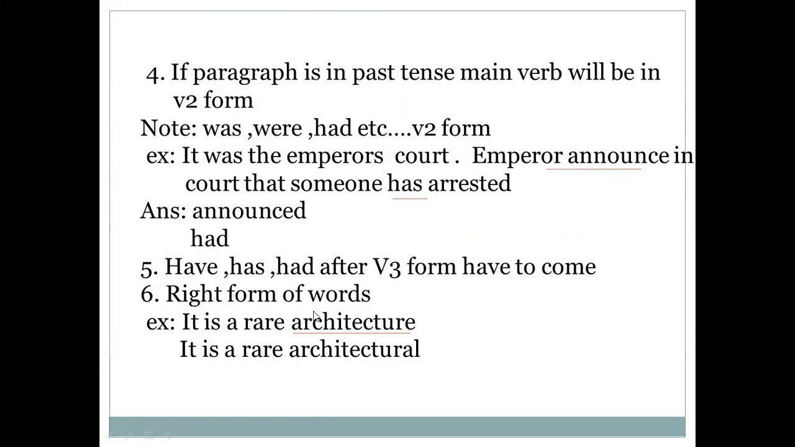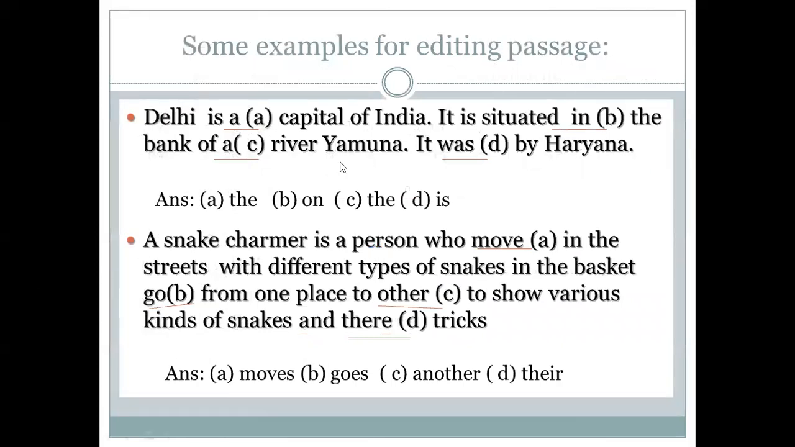Right form of words is very important. For example, if you see a rare architecture, the right form is a rare architecture. Some examples are given for editing passages. Delhi is the capital of India, and it is situated in the bank of river Yamuna. It was by Haryana.